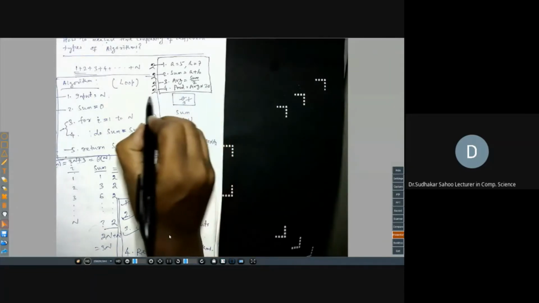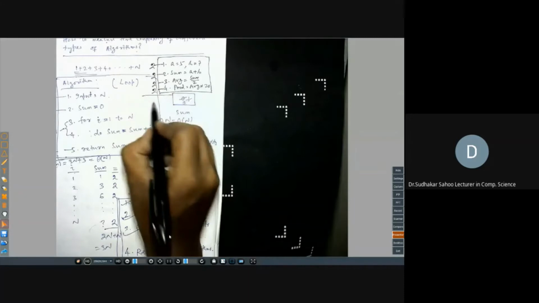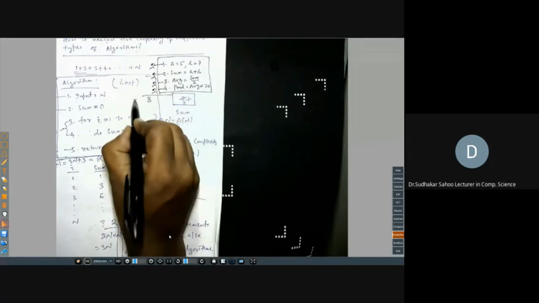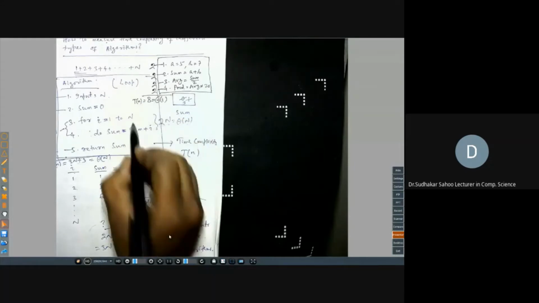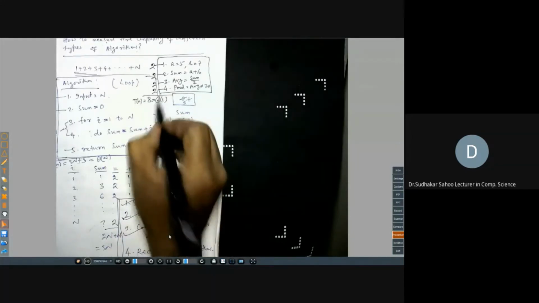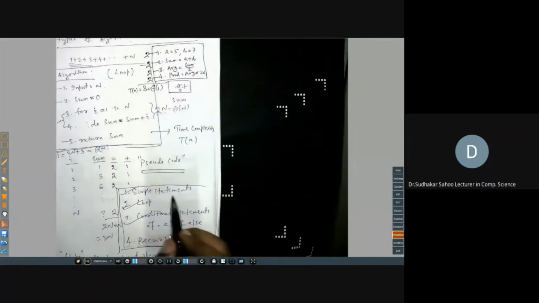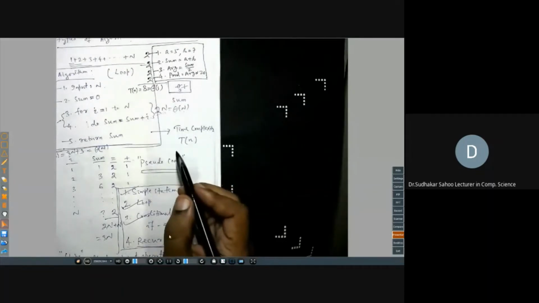Finally you add it up: 8 total operations. So T of n is equal to 8, which means order of 1. So if it is simple instructions, you can immediately compute the time.